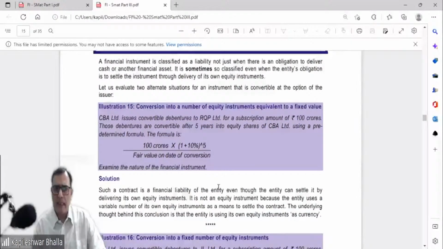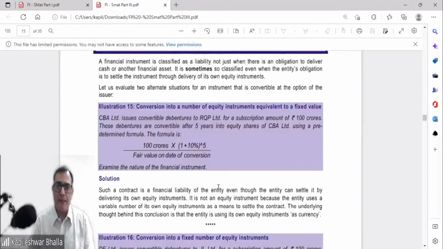Now, let's have a look at that formula. In the numerator of the formula, we can see 100 crores is being multiplied by (1 plus 10%) raised to the power 5. Basically, we are compounding that 100 crores at the rate of 10% for a period of 5 years. So the numerator is the principal compounded at 10% for 5 years. Indirectly, it represents the total liability on 100 crores, inclusive of the interest.